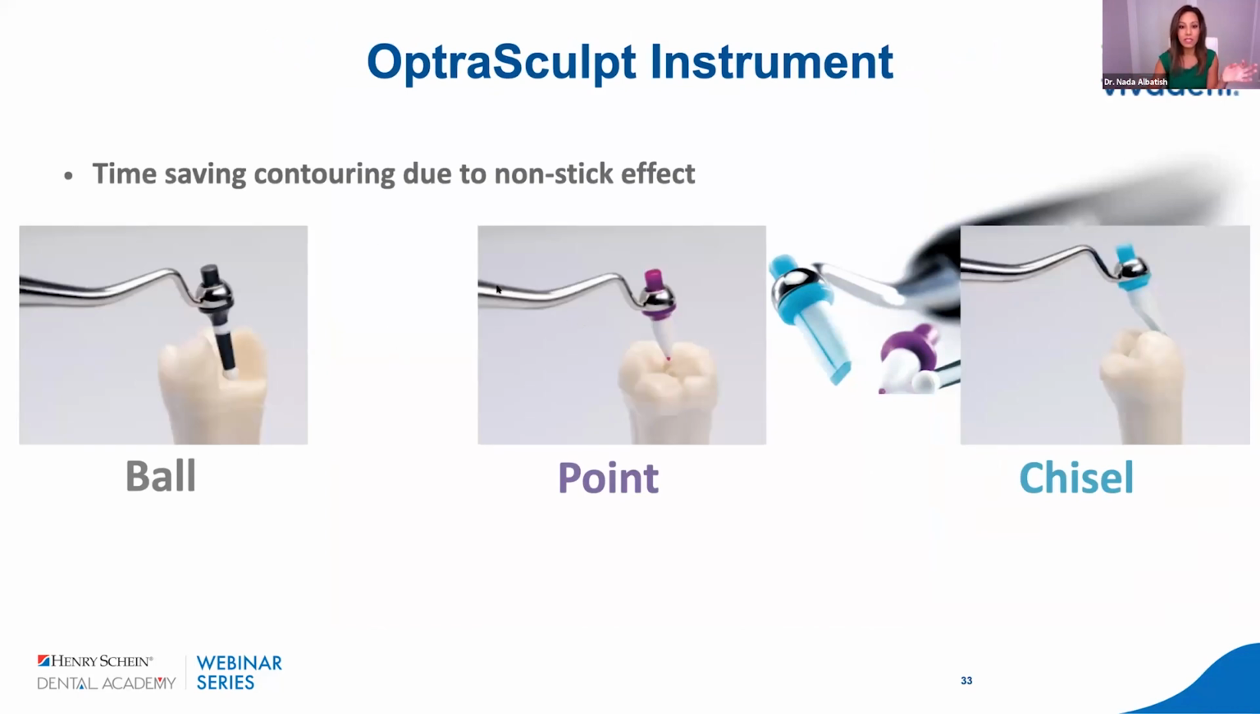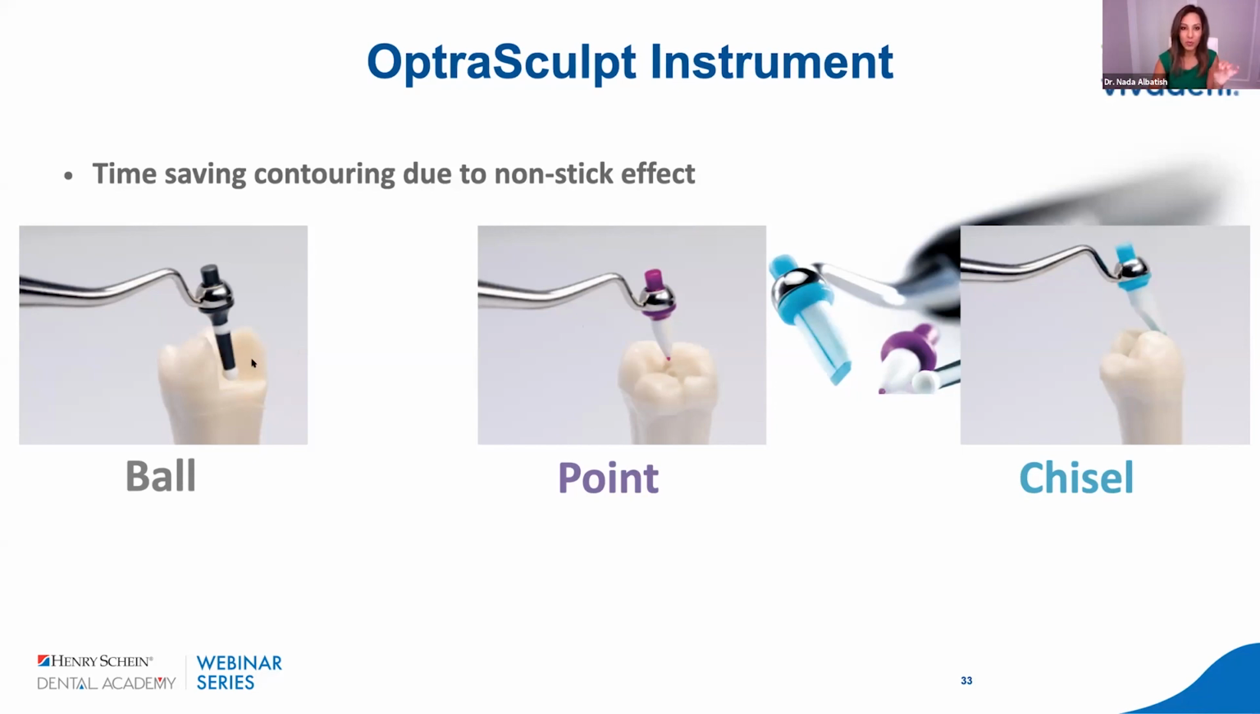Okay, so the options that it comes in. The nice thing about this is the non-stick effect, right? That's what's really good about it. The optional shapes that you can use in the posterior are a ball, a point, and a chisel. And of course, you can just imagine, the ball works like a ball burnisher for packing, but it doesn't stick to your composite.